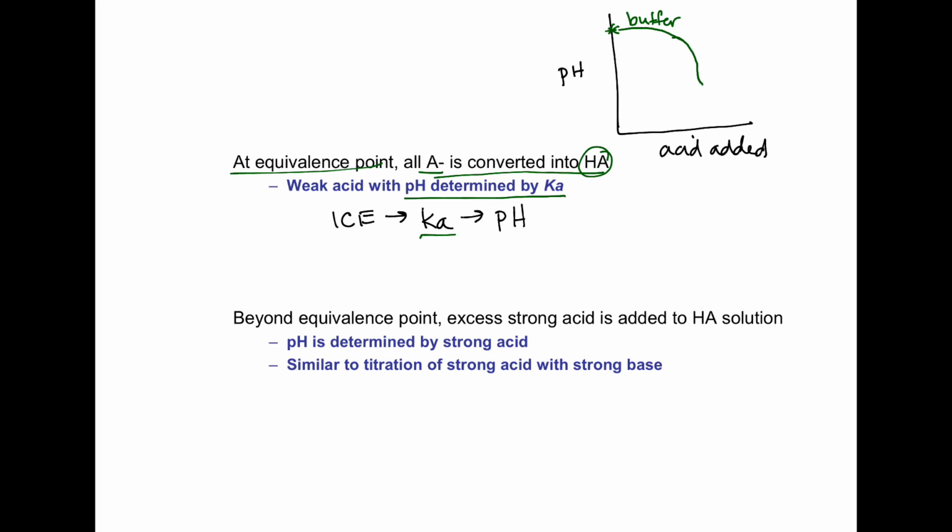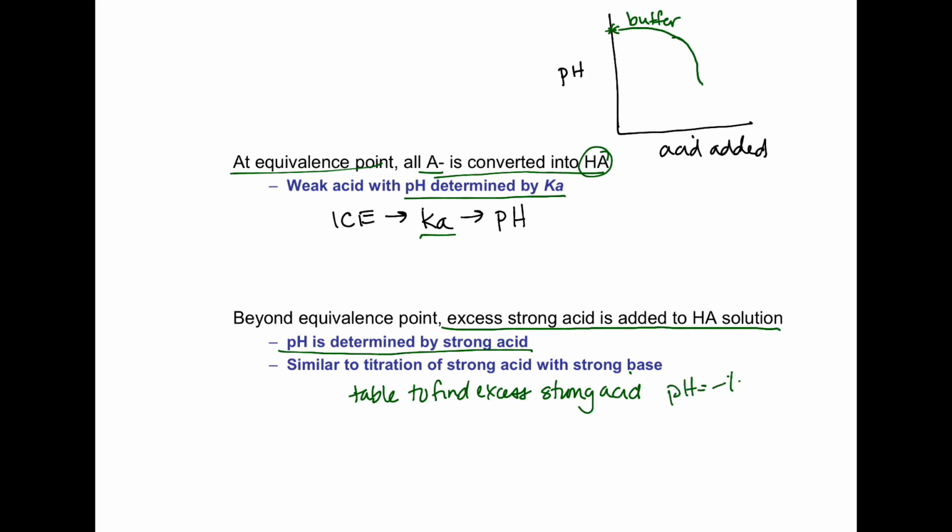After we are past the equivalence point and we have excess strong acid, if we keep on adding acid past the equivalence point, the pH is just determined by the concentration of the strong acid, which is kind of convenient because it's a quick calculation. You can use a table or stoichiometry to find the excess strong acid. And then you can just say that the pH is equal to the negative log of that acid concentration, since it's a strong acid and it completely dissociates.